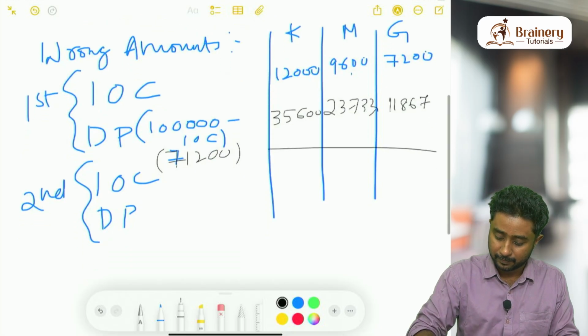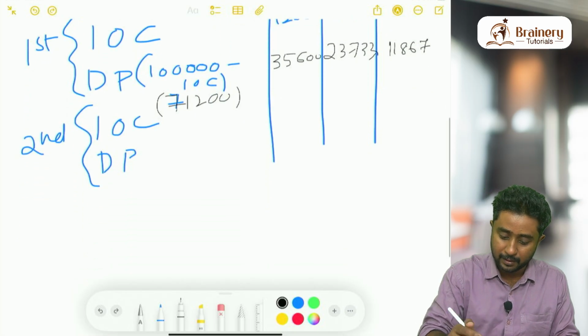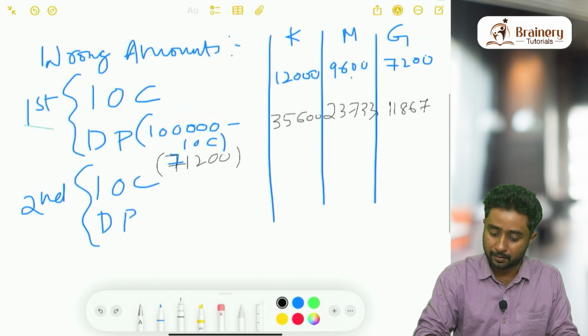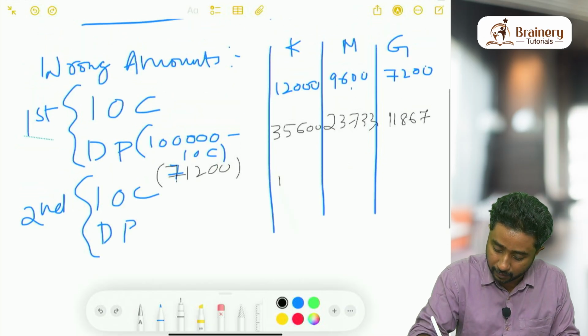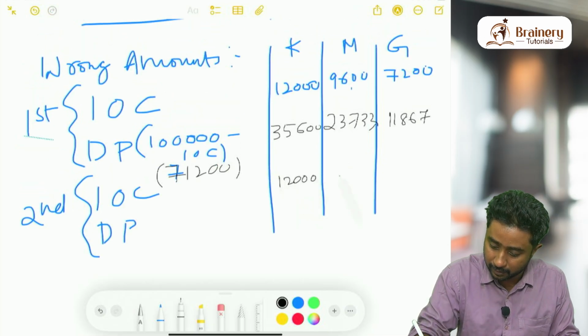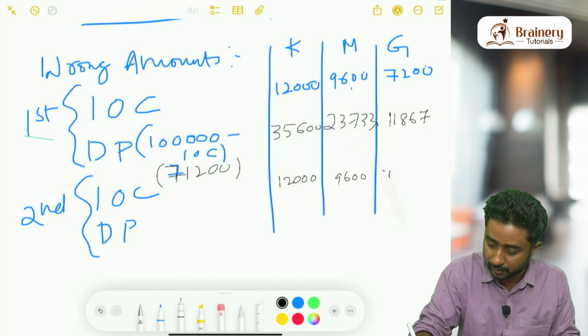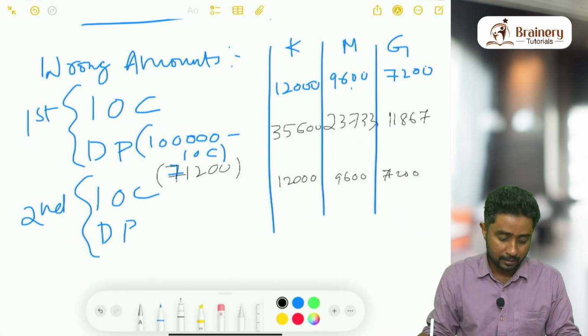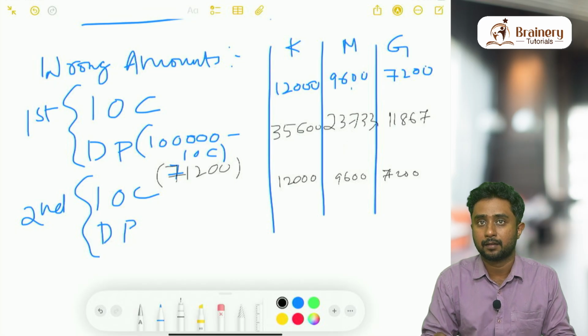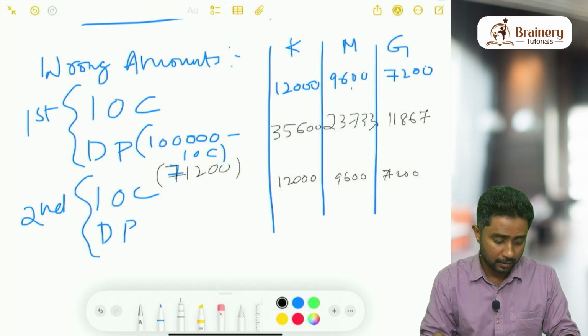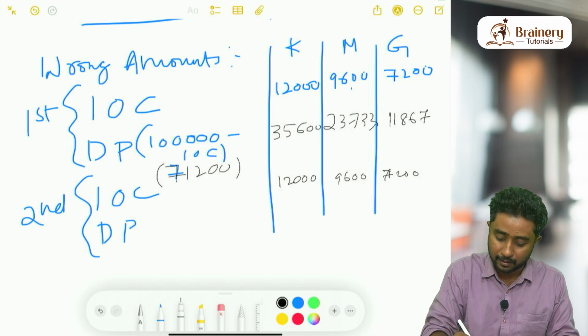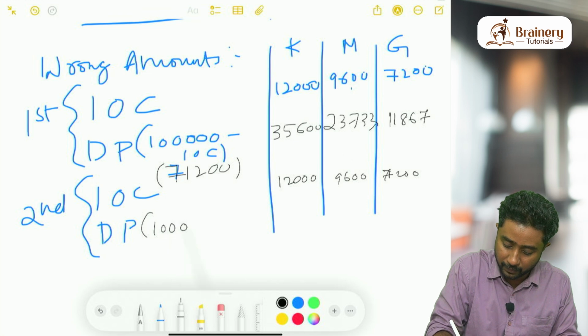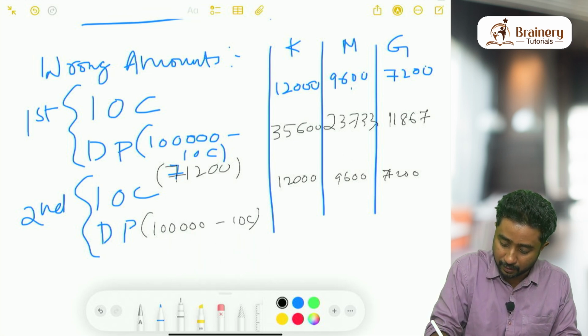After this, next year's interest on capital. Again, interest on capital will not be different. Next year also it will be 12,000, 9,600, 7,200. Next, we will be calculating the divisible profit. Here also it is the same: 1 lakh minus these three values of interest on capital, you will get 71,200.